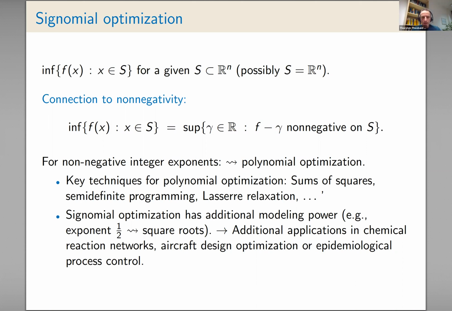optimization problems. The signomial world, if you do not only work with non-negative integer exponents, is a little bit more general. In particular, exponents like 1/2 are also allowed. This corresponds to square roots, and therefore, of course, there are some additional applications. For instance, chemical reaction networks, aircraft design optimization, or other applications. So from that point of view, it's slightly more general, and we always, of course, have in mind also to tackle the polynomial situation.